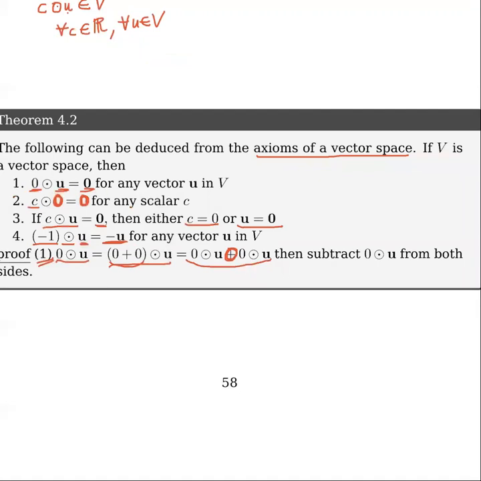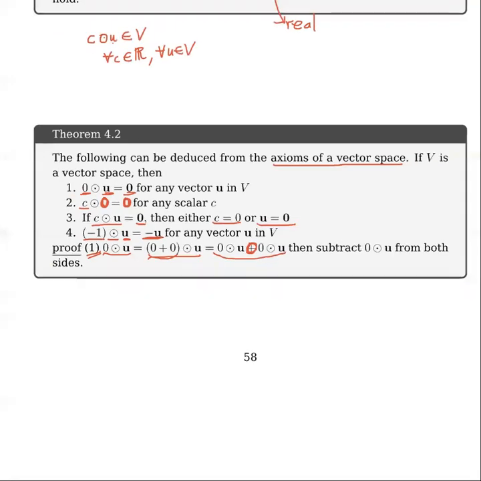The proof is not too important, so all of these properties can be easily proven. Let me know if you have any questions. I'm sorry about the typos. I will correct them in the lecture notes.